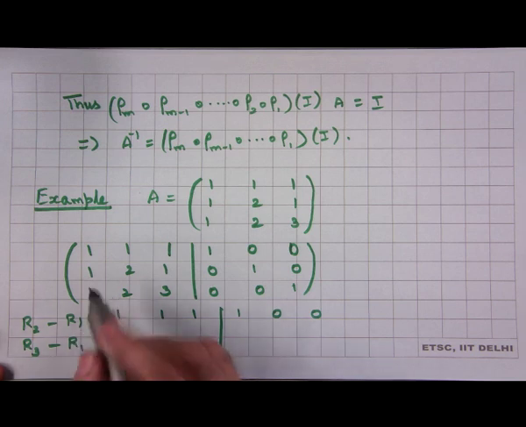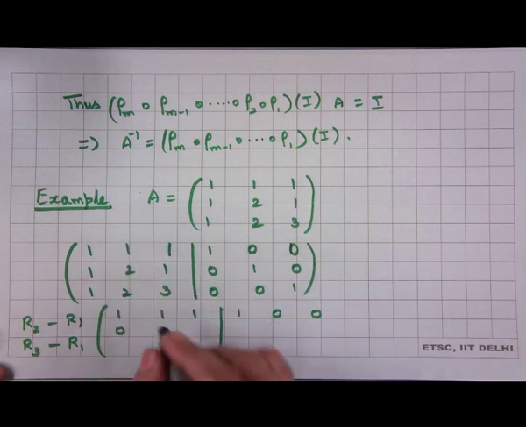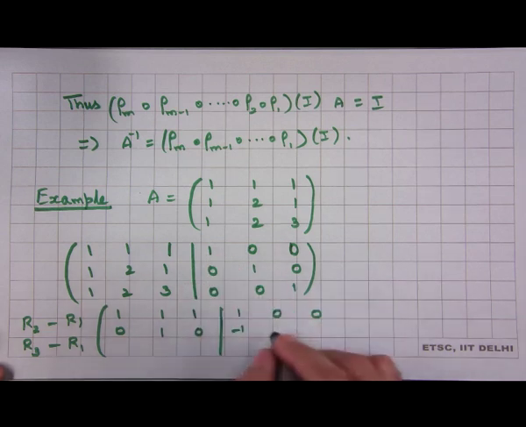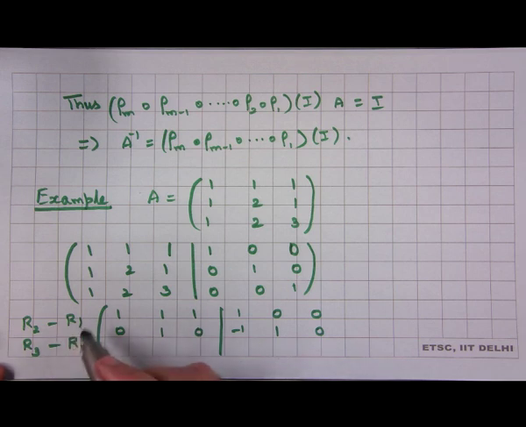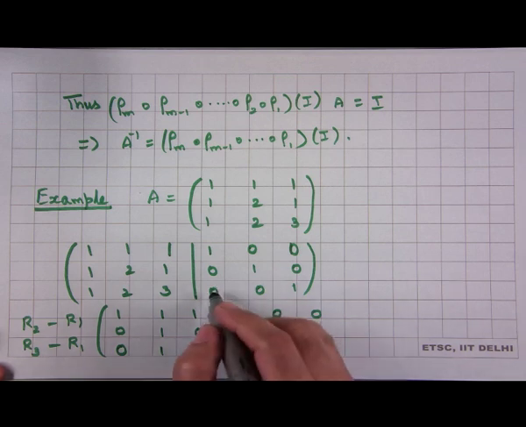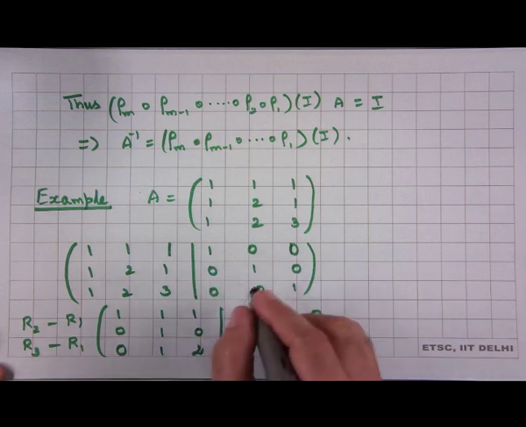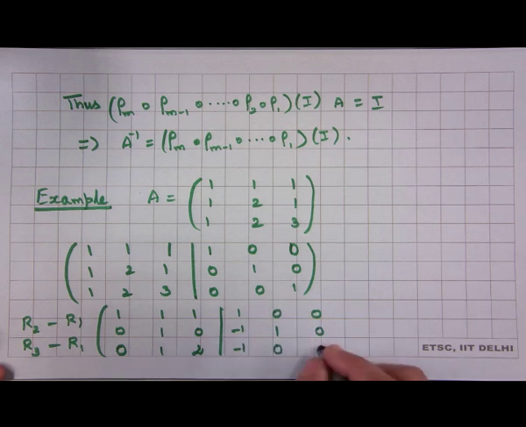Second row R2 minus R1: 1 minus 1 which is 0, 2 minus 1 which is 1, 1 minus 1 which is 0; 0 minus 1 is minus 1, 1 minus 1 is 0... sorry, 1 minus 0 is 1, 0 minus 0 is 0. Again R3 minus R1: 1 minus 1 which is 0, 2 minus 1 which is 1, 3 minus 1 which is 2; 0 minus 1 is minus 1, 0 minus 0 is 0, 1 minus 0 which is 1.